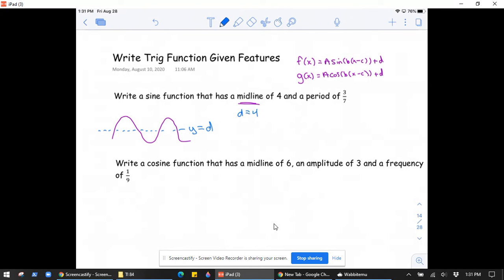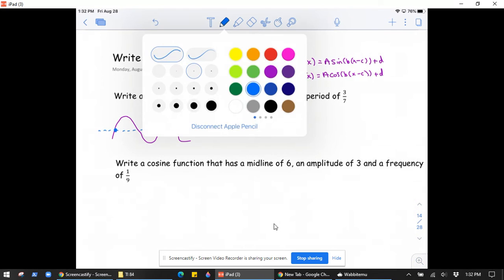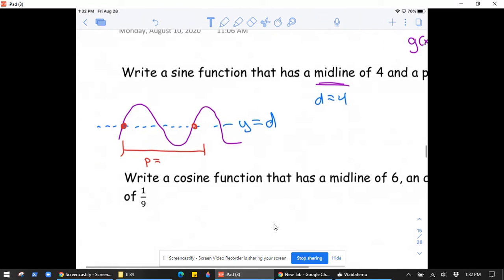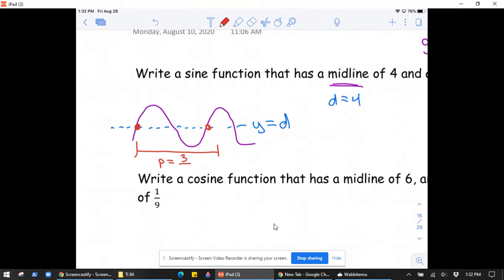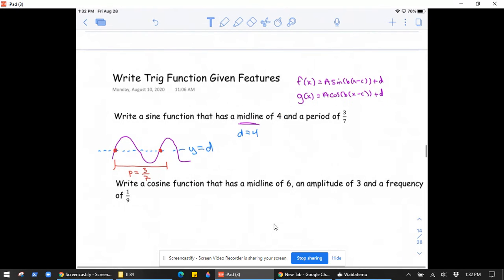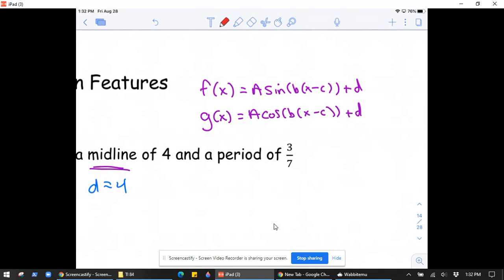So now let's focus on the period. The period is the length of one cycle. So if I use this visual here, if I know that this distance is clearly one cycle, that's the period. The period is 3/7. What that tells us is information about a horizontal compression or stretch of our graph. The value in this equation that tells us those things is the b value.